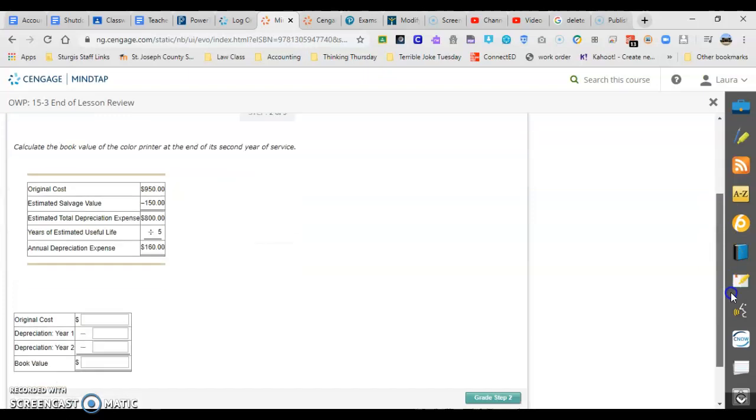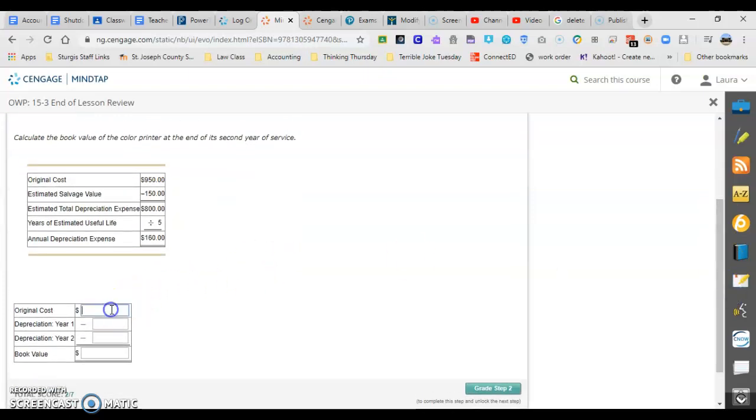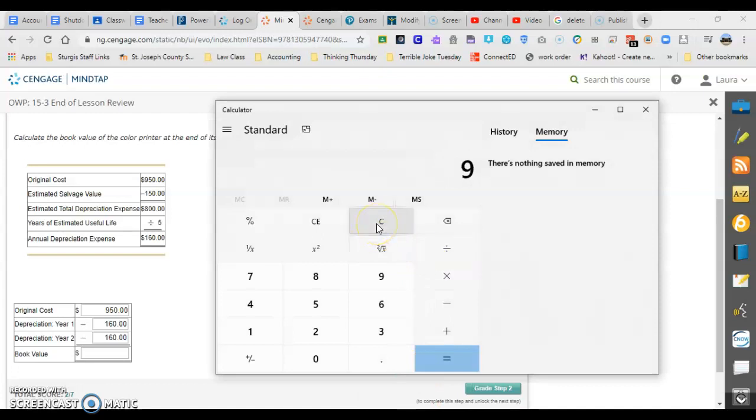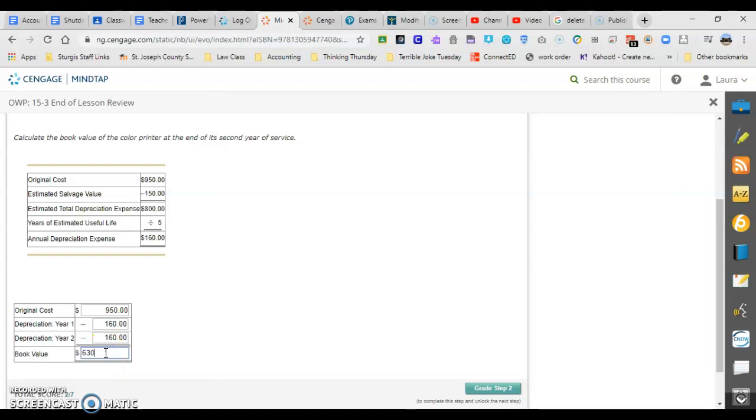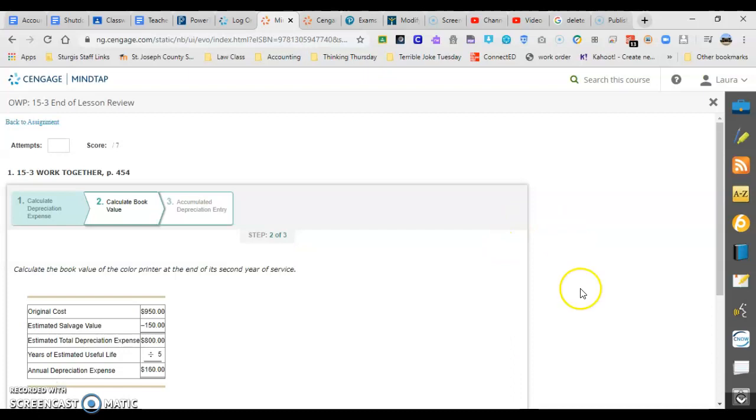So the book value of the asset, the original cost was $950. It says after the second year of service. So every year we're going to depreciate 160. So we have 160 first year and 160 second year. So the book value, how much it's really worth at the end of year 2, is 950 minus 160 for year 1, minus another 160 for year 2, is 630. That is how much the book value is for that asset at the end of year 2.